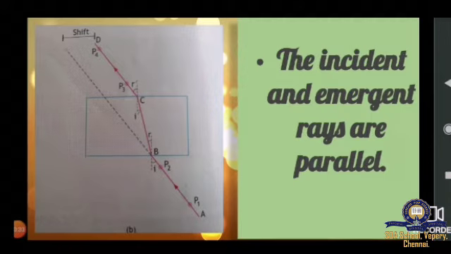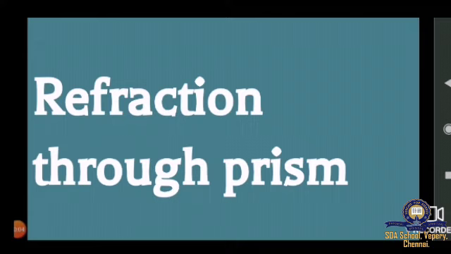We can then conclude that when a ray of light passes through a rectangular slab of glass, it emerges parallel to and shifted from its original path. The refraction through a prism.